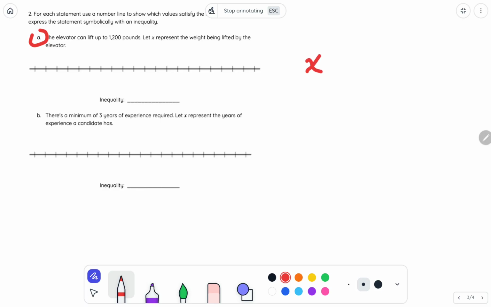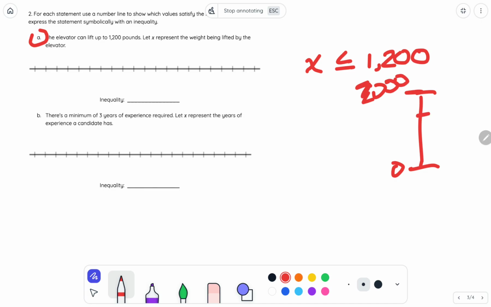So if we're going to compare X, which is the weight in the elevator, and 1,200 pounds, X would have to be less than or equal to 1,200 pounds. When we're talking about up to 1,200 pounds, we're talking about starting at 0 and going all the way up to, let's say, 2,000.